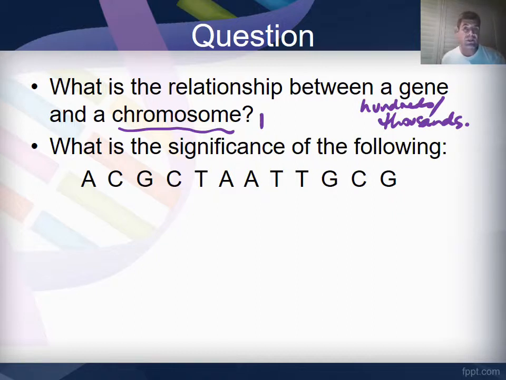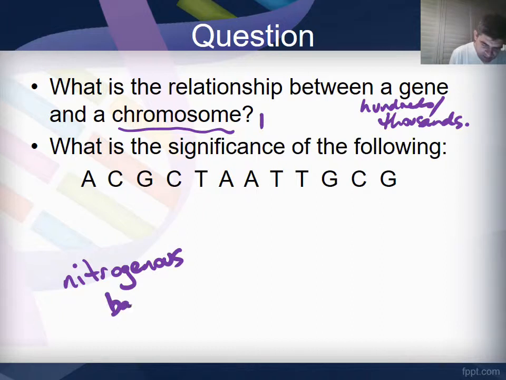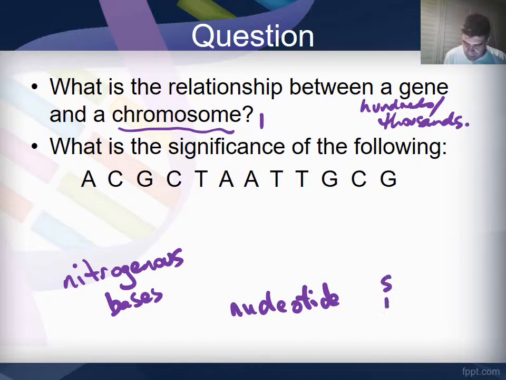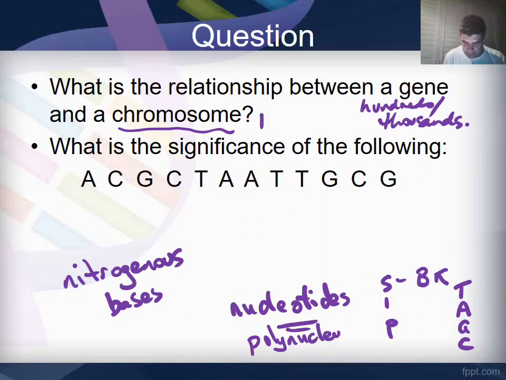When we look at the second of these questions, the significance of all of these letters, by now you should realize that these are actually the nitrogenous bases. Nitrogenous bases are the bases that are located between the sugar components of an individual nucleotide. A nucleotide consists of a sugar, a phosphate, and a base. And the base here is either a T, an A, a G, or a C. A sequence of nucleotides together, lots, is a polynucleotide. That is in fact what DNA is.